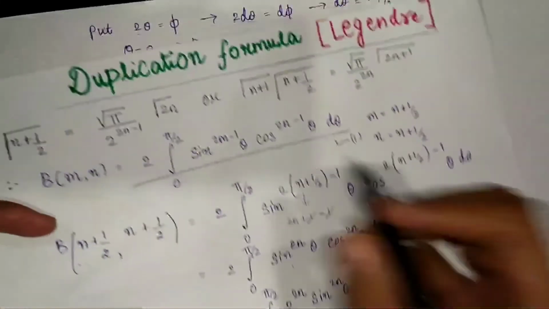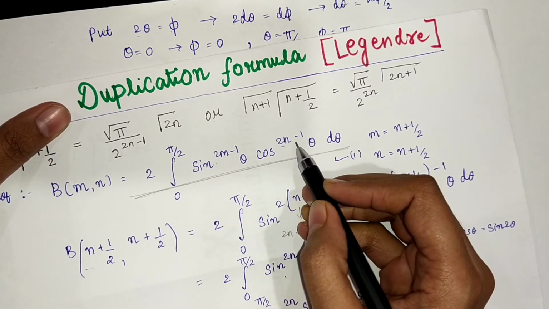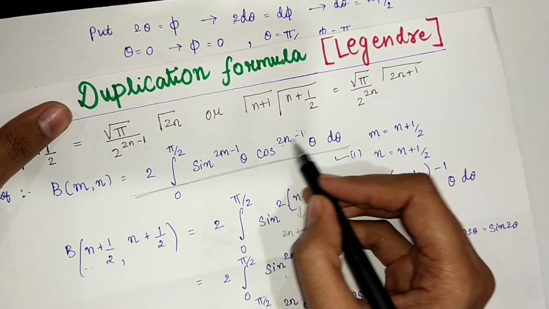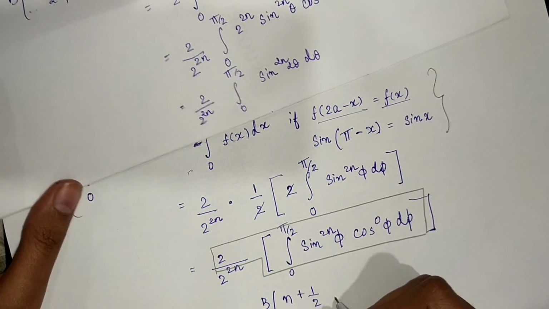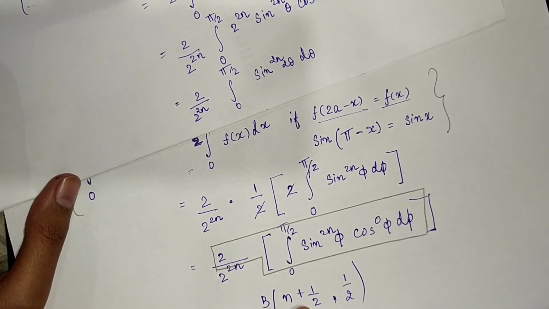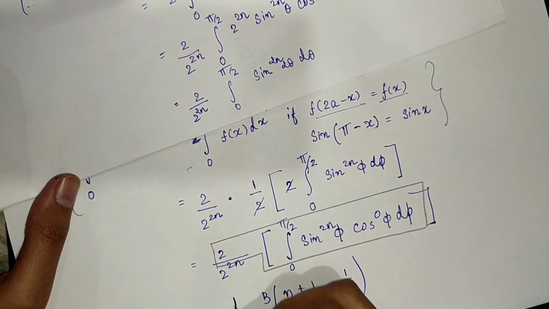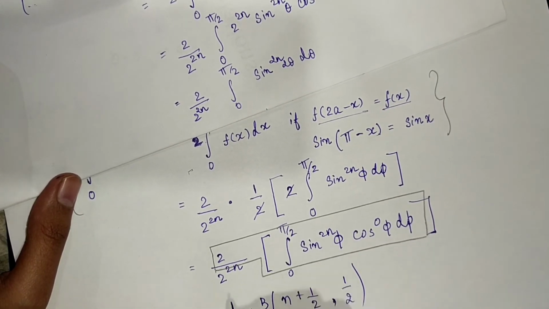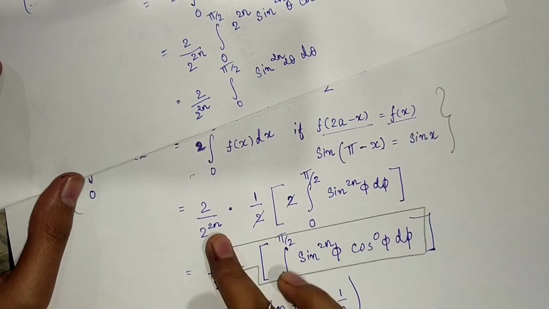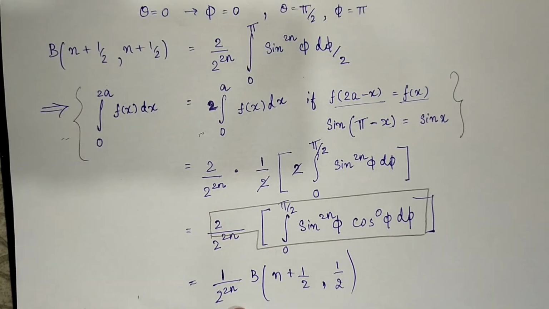Okay, if I substitute 1 by 2 here, that is 2 into 1 by 2 is 1, 1 minus 1 is 0. So I will get here 0. So the value of this will be 1 by 2. That is, our m is n plus 1 by 2 and b is 1 by 2. And here 1 upon 2 raised to 2n will remain as it is. This 2 is taken in this part. So here we will get 1 upon 2 raised to 2n.